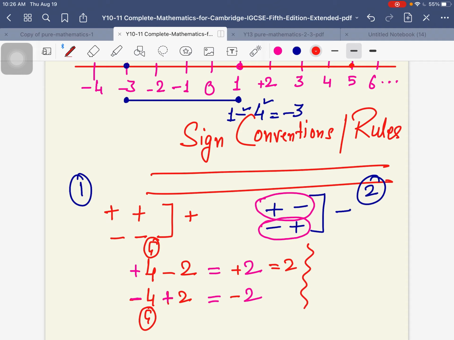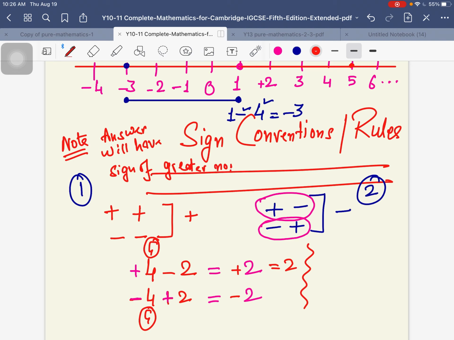That's it. So I make a note here. If we add and subtract directed numbers, positive and negative numbers, the answer will have the sign of the greater number.